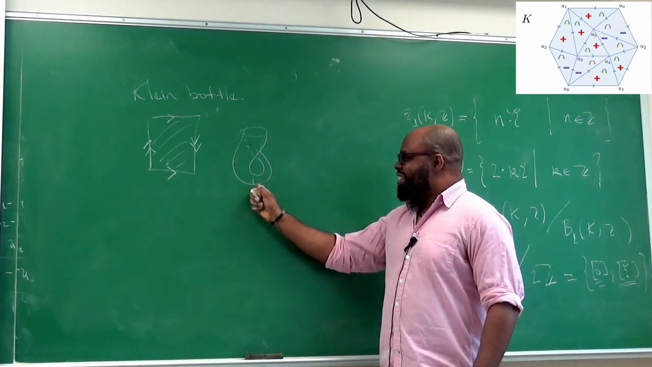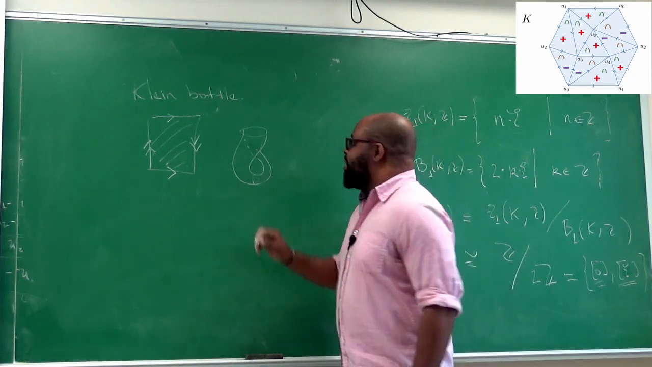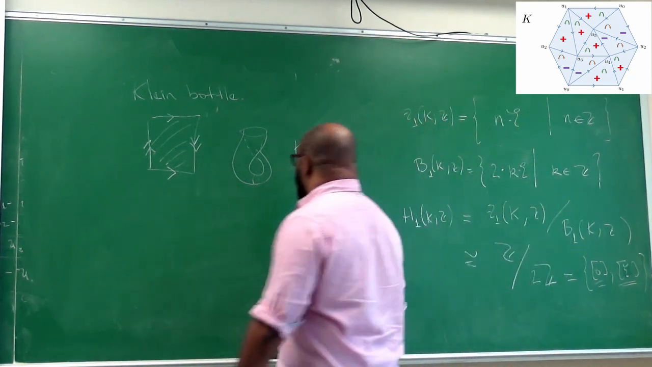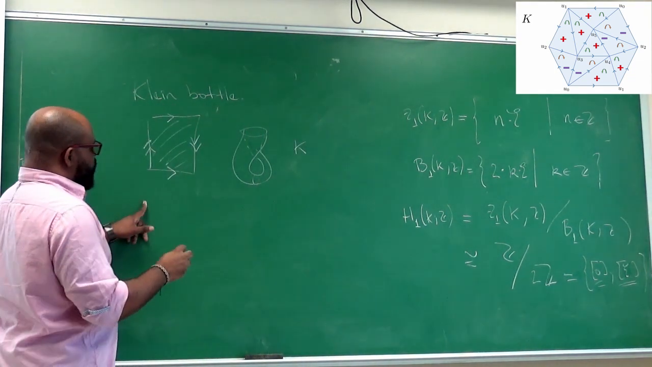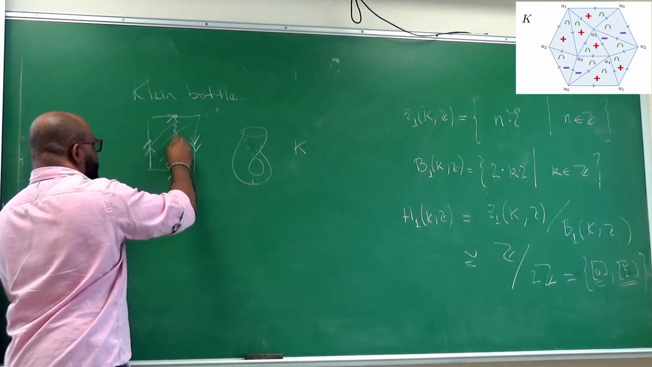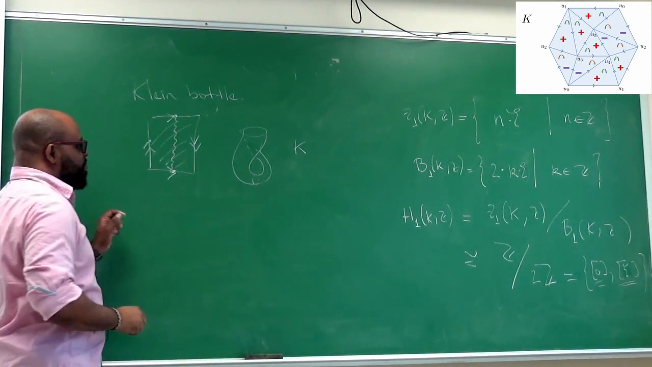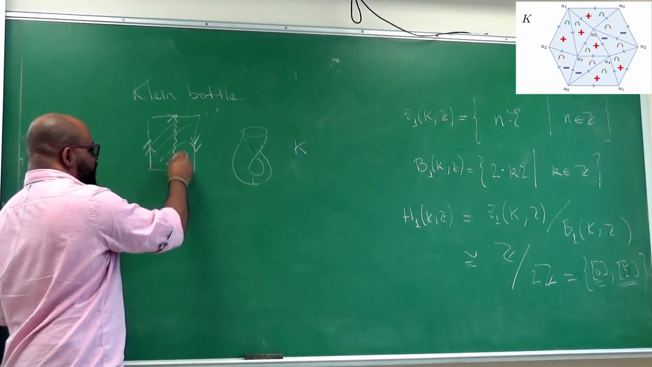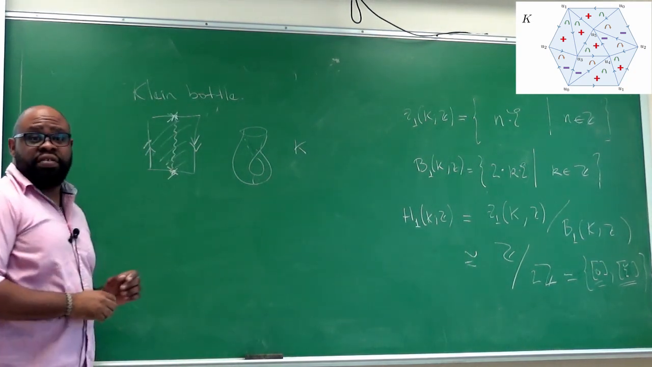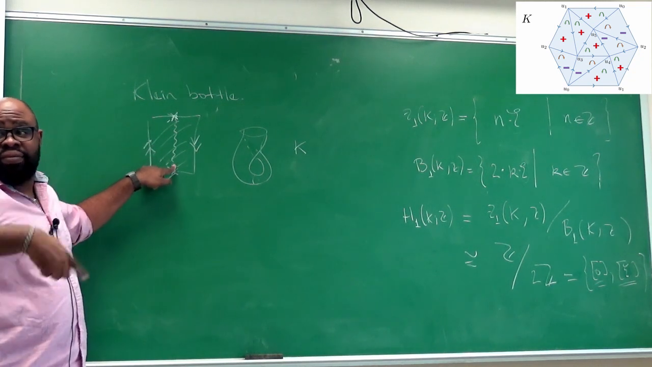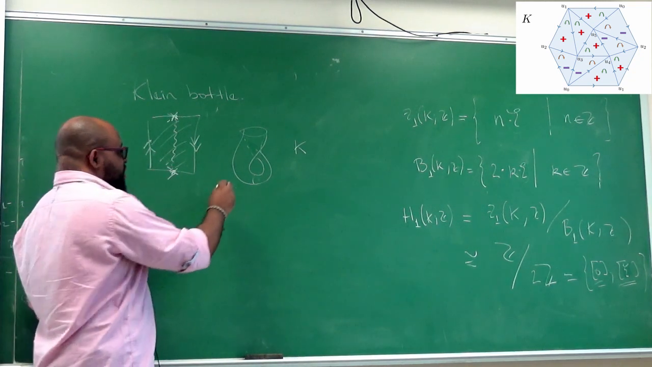So that's a Klein bottle. Let's call it K. The Klein bottle is cool because when you look at, let's say, this path right here, the path joining those 2 points. We said that this point here is the same as this point here in the back, right? So in particular, this is actually a cycle. It's in fact this cycle.